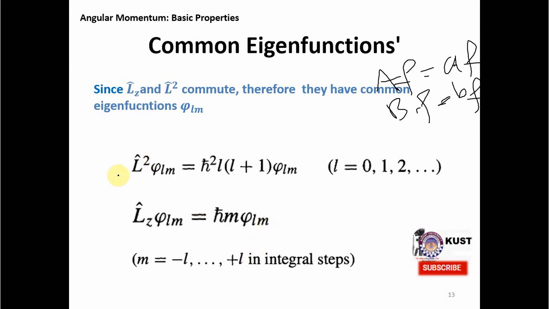On the mathematical side you can see that L square acting on phi_Lm equals this one, and this is just the eigenvalue, and Lz acting on phi_Lm is equal to h bar m, and this is just the eigenvalue.